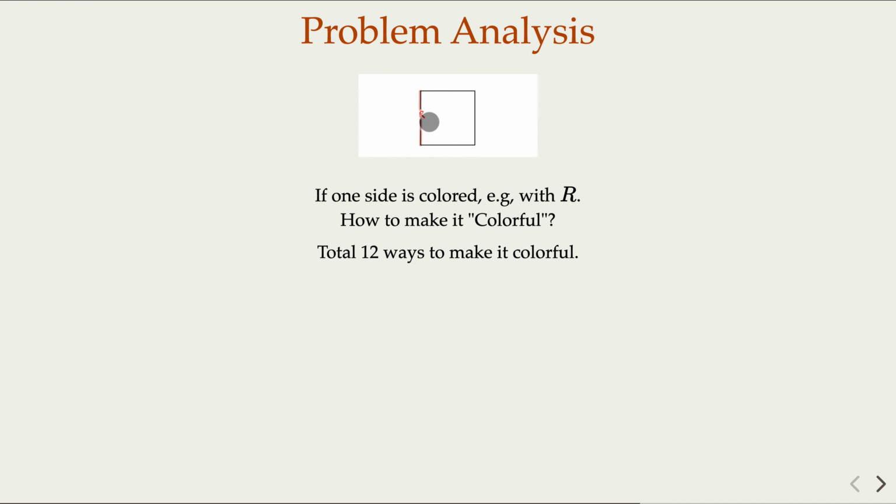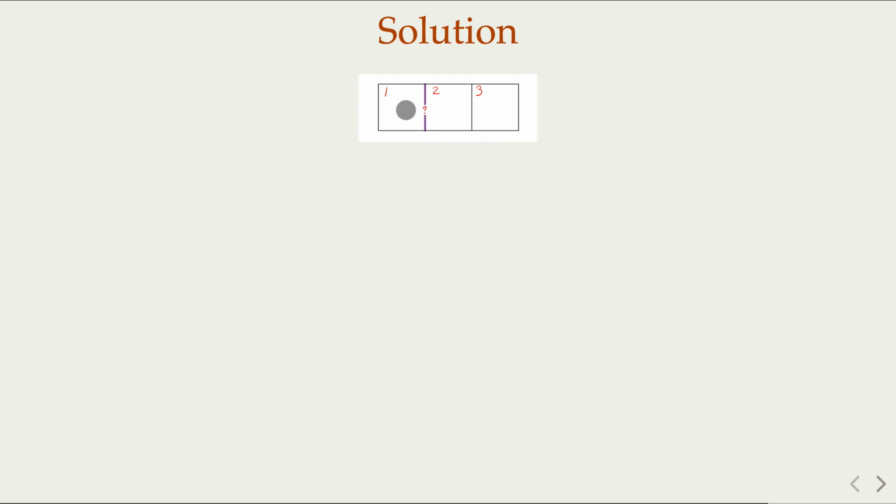Alright, so if the first color is green or blue, the reasoning is the same. As long as you choose a color for one side, then there are 12 different ways to make the square colorful. Now here, we need to color these 3 squares, right? We need to color 10 different sides.